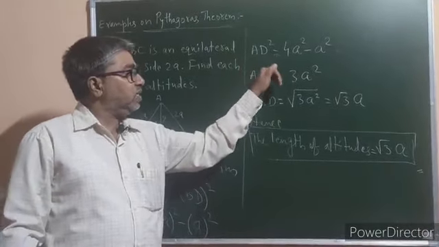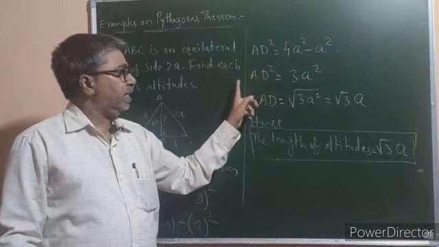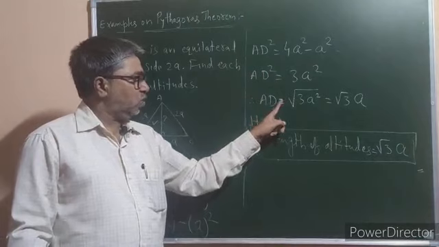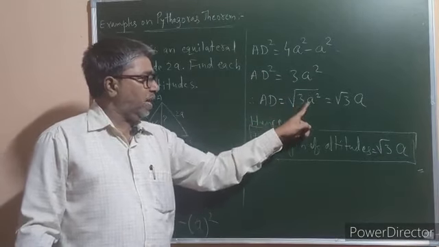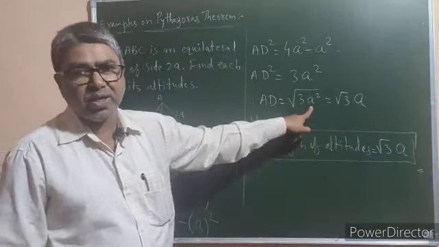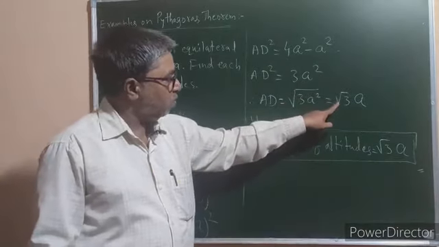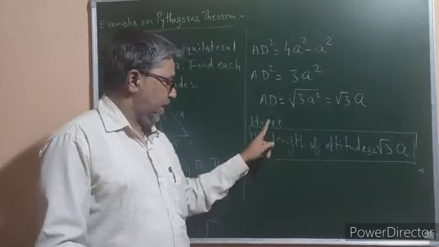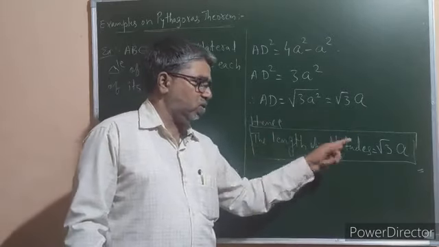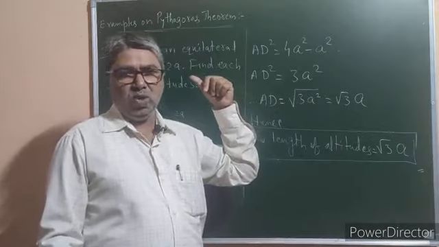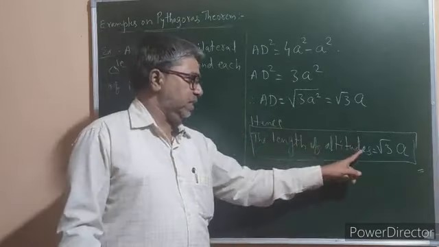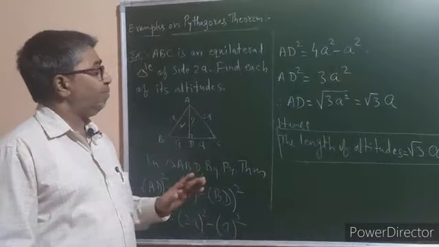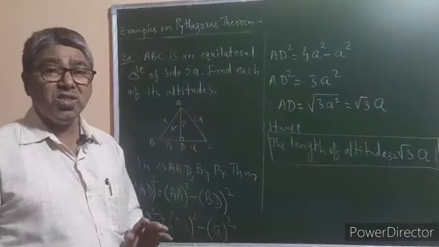Since AD square is equal to 3a square, by taking square root on both sides, AD will be equal to square root of 3a square, and you know a square is a perfect square of a, therefore the value will be root 3 into a units. Hence the length of the altitude of the equilateral triangle is equal to root 3 into a. So in this way, by applying Pythagoras theorem, we solved this problem.